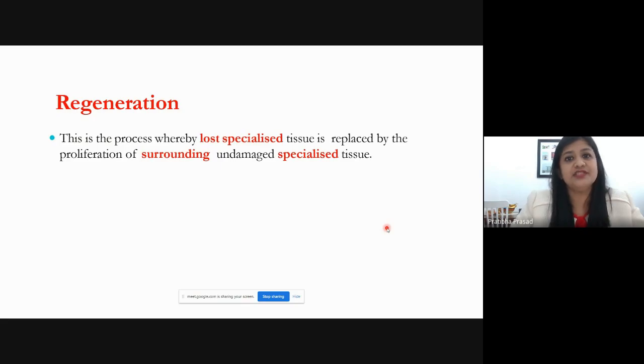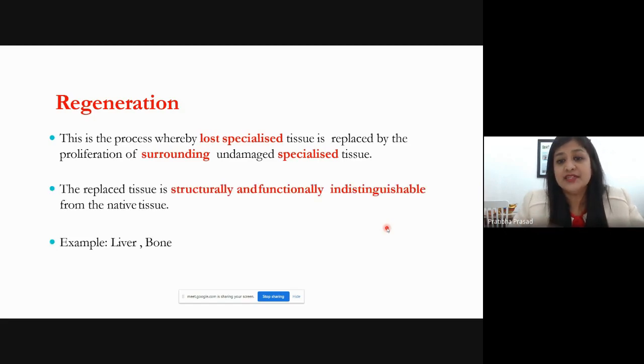So we'll see what is regeneration and repair. These are basically the two different types of healing. Regeneration, as the name says, means the same specialized tissue around the damaged area will regenerate to replace the lost specialized tissue. When this happens, they are structurally and functionally indistinguishable. Both the lost tissue and the replaced tissue are indistinguishable from the surrounding tissue. The best examples are hepatocytes in the liver and osteocytes in the bone. These are capable of regeneration.